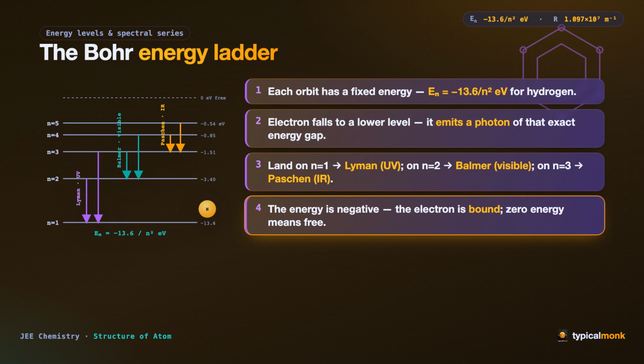And fourth, notice every energy carries a minus sign. That minus is not a mistake, it means the electron is bound, trapped by the nucleus. Zero energy is the top of the ladder, where the electron finally breaks free. Lisa remembers it this way: the deeper the well, the more negative, and the harder to escape.